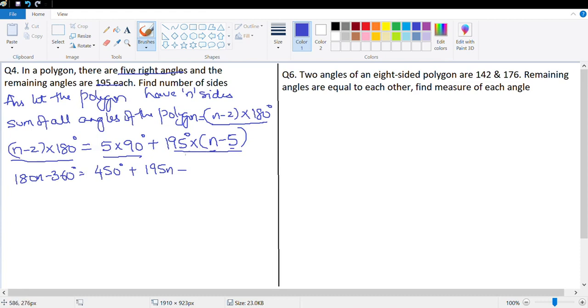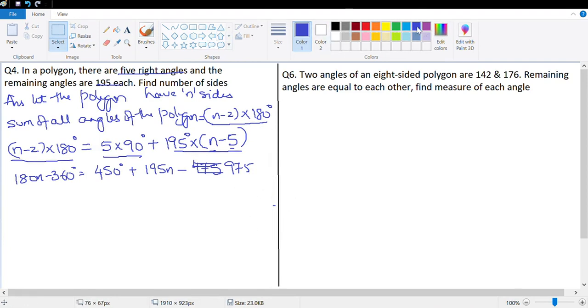975. Let me just do this calculation. I seem to be slightly confused. 195 times 5 is 975, correct. So this is 975, and let's solve this question now.